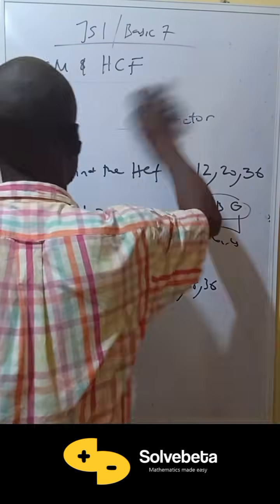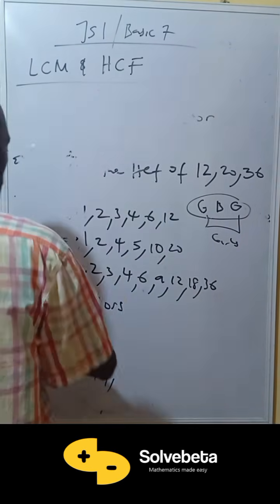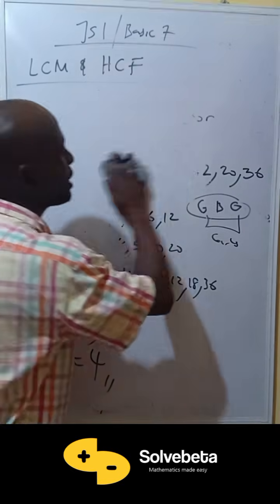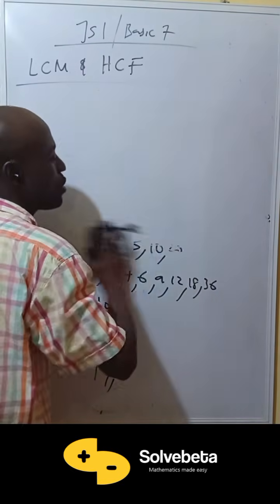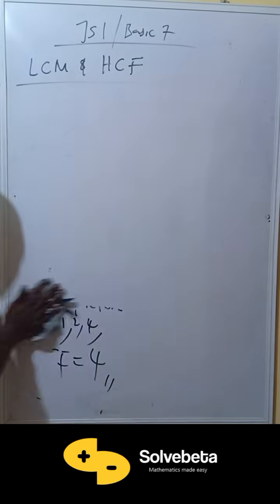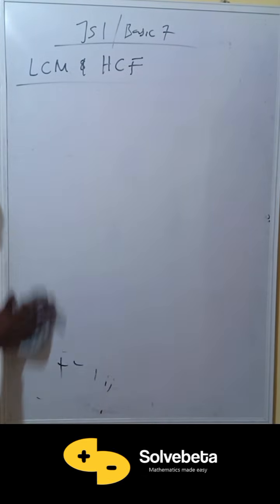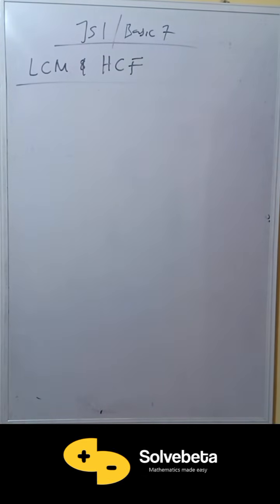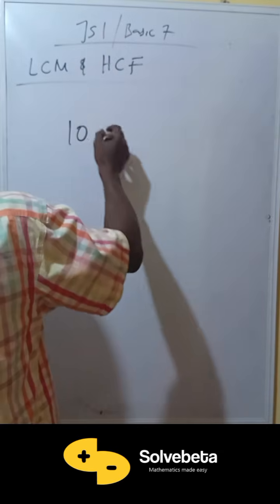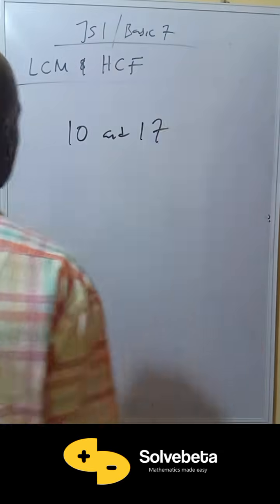Find the HCF and LCM. Before I get to that, could it be possible that you have 2 numbers and there is no HCF? Yes. Look at this: 10 and 17. If you want to find the HCF.